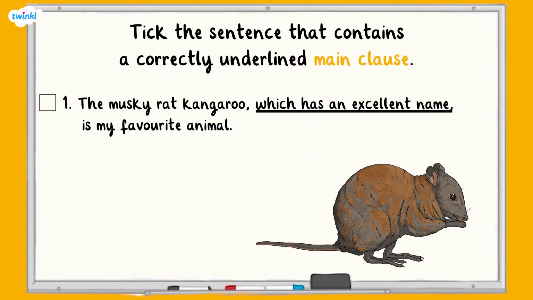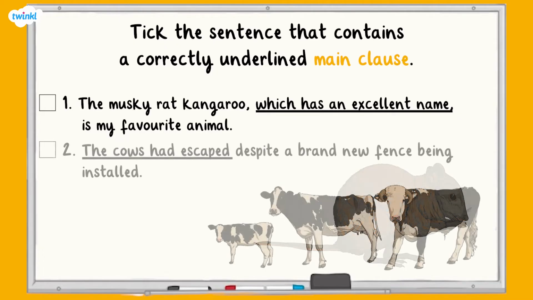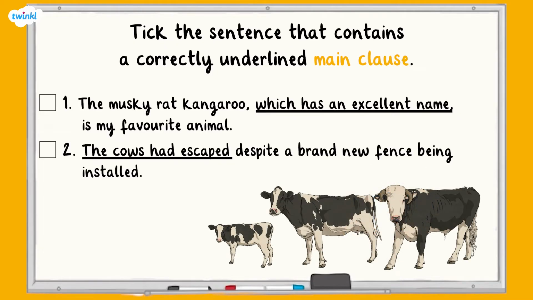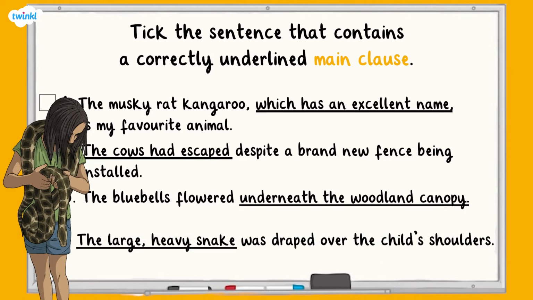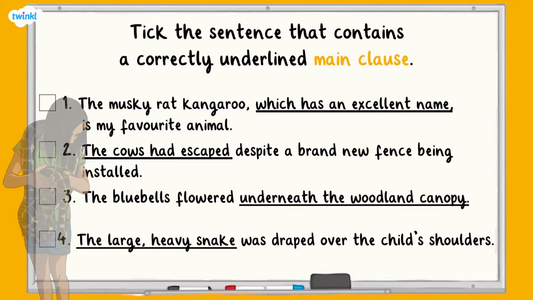For our next question, you're being asked to tick the sentence that has a correctly underlined main clause. Let's take a look at the sentences. The musky rat kangaroo, which has an excellent name, is my favourite animal. The cows had escaped despite a brand new fence being installed. The bluebells flowered underneath the woodland canopy. The large heavy snake was draped over the child's shoulders. Which of the underlined words expresses a complete thought and makes sense on its own?